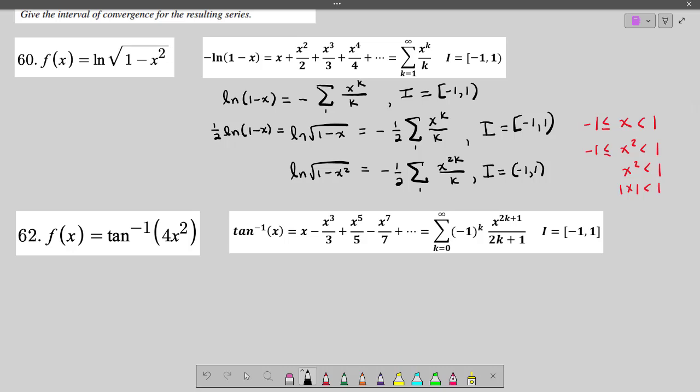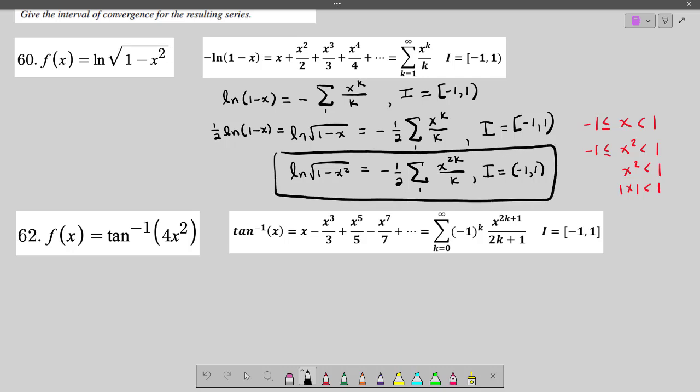All right, so now we have it. That is what we were asked to do. We wanted to find the power series with the interval of convergence for that function. We now have it right there. There is our power series with its new IOC.